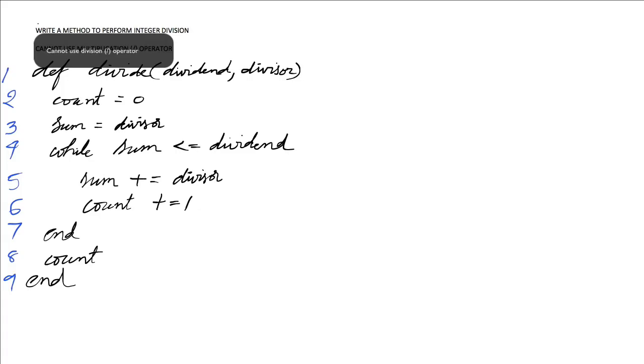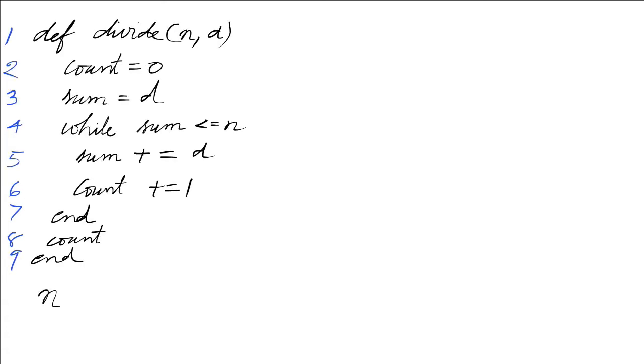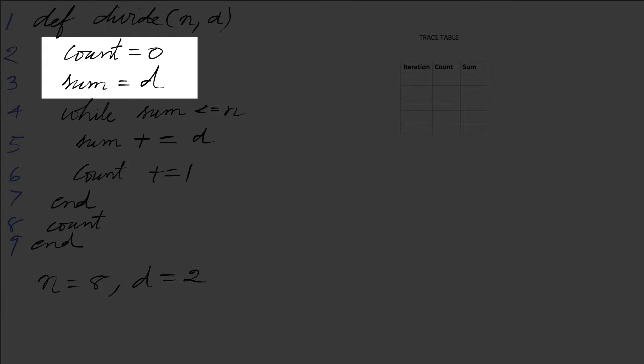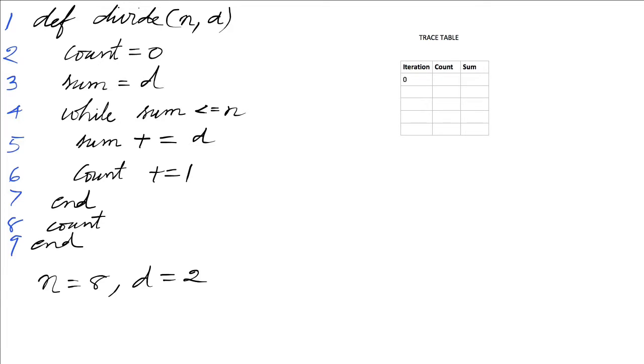We can trace the execution of the program to understand the code. Let the numerator be 8 and denominator be 2. We can create a trace table with columns for iteration number and the two variables count and sum. Before we enter the loop, we initialize the variables count and sum to 0 and 2. So for iteration 0, we have 0 for count and 2 for sum.